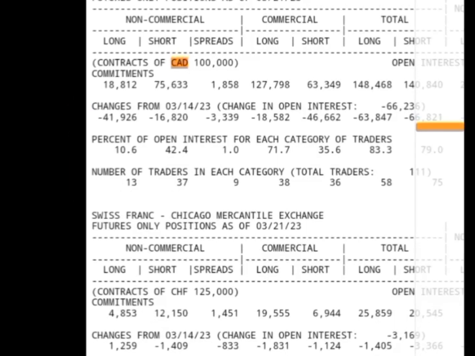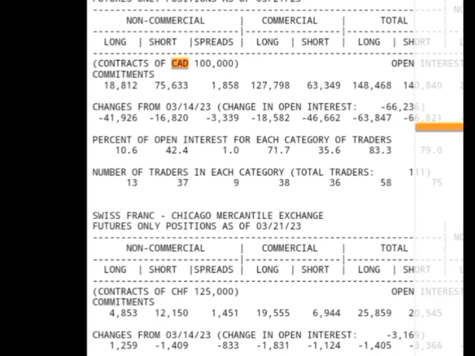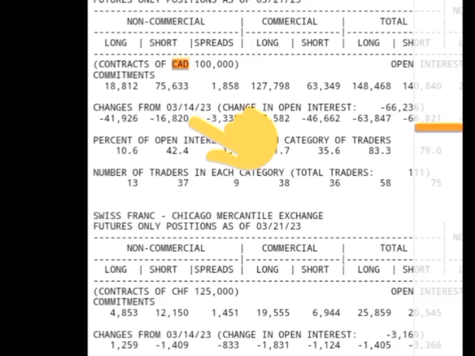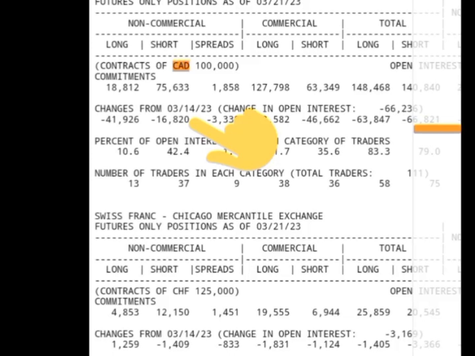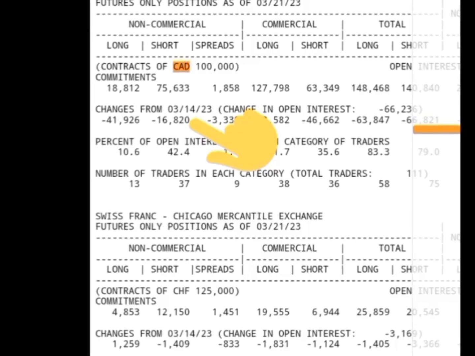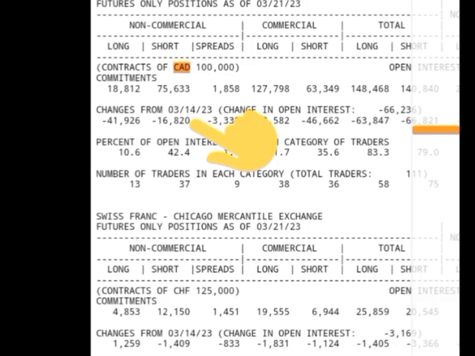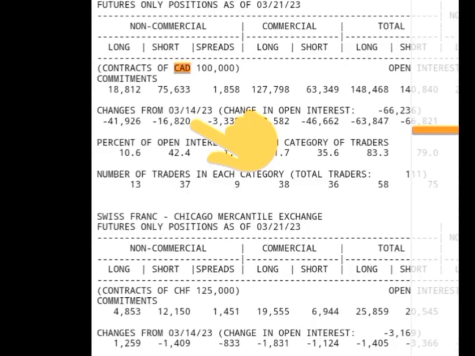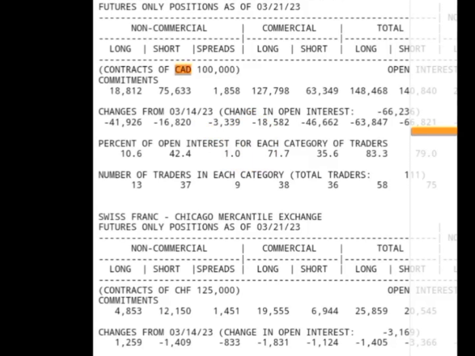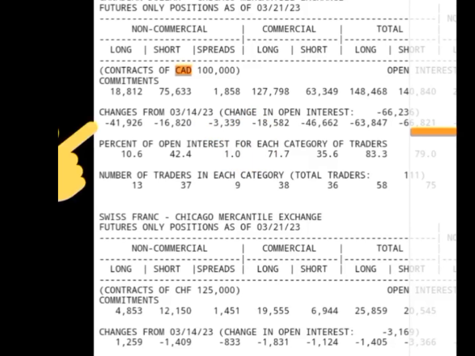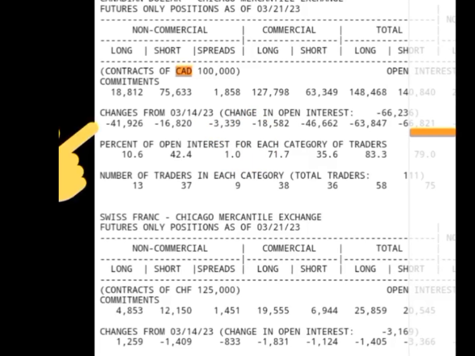And look at the short side. You see that there was a subtraction of 16,820 positions from the short side. Looking at these two, positions were removed from both sides, but you surrendered only 16,000 from the short side. This is telling you that they're closing out more of their long positions because they're expecting the market to go short.